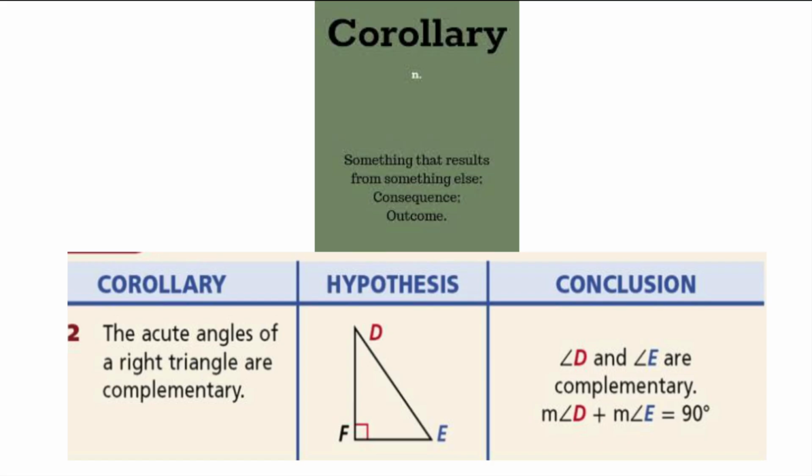So if we have this corollary, the acute angles of a right triangle are complementary, that means they add to 90 degrees. You could prove it by showing that angle D plus angle E equals 90 degrees. So that is your conclusion.